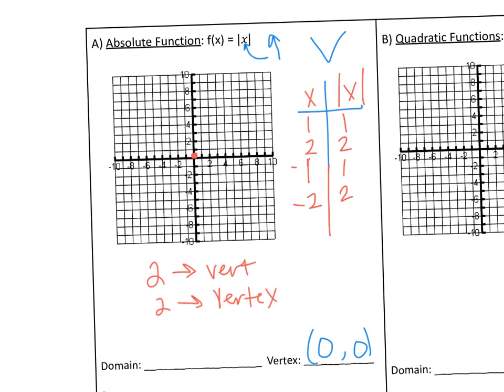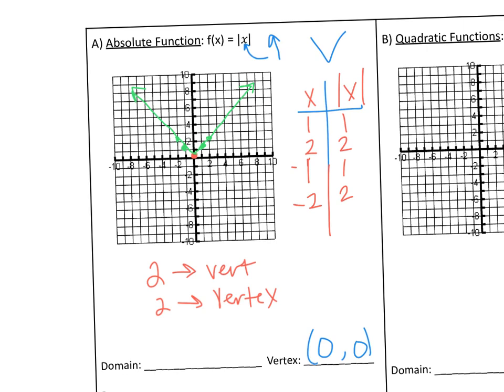So what this means in movements: if we go over 1 and up 1, that would be this point right here. And if we go over 2 and up 2, that would be that point right there. And that makes a straight line going to the right. Well, if I go to -1 and go up 1, that's that point, and go -2 and up 2, that's that point, and I'm going to draw the same thing going the other way. So this is your absolute value graph. 2 bars, I get 2 pieces of the graph. Absolute value means only positive answers. That's why it doesn't go down into the negative.